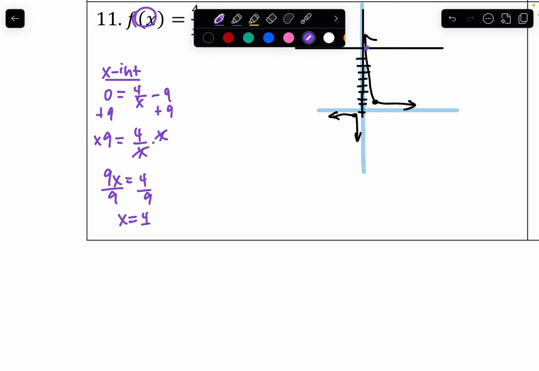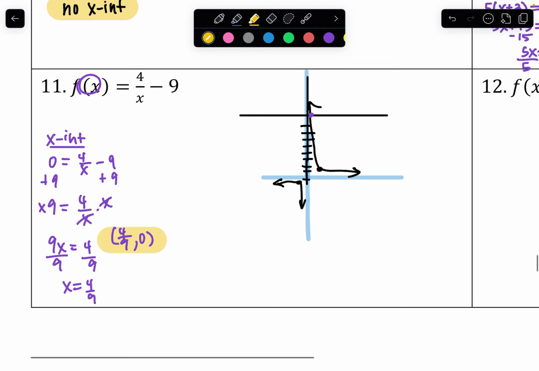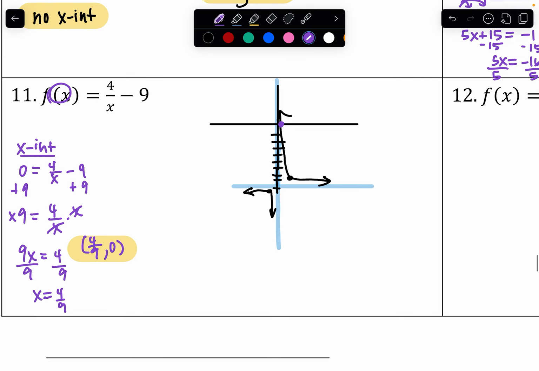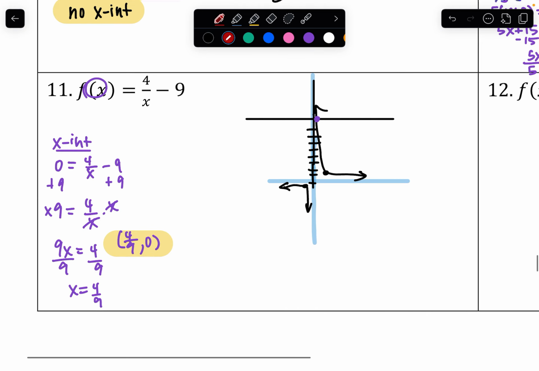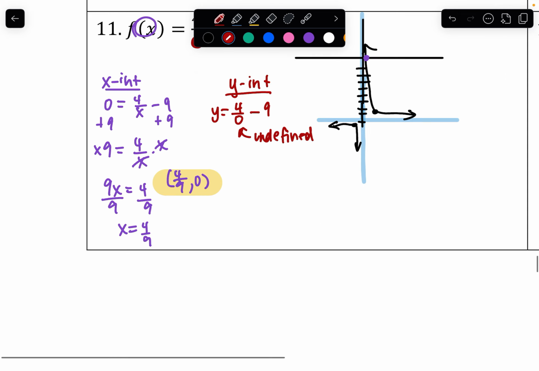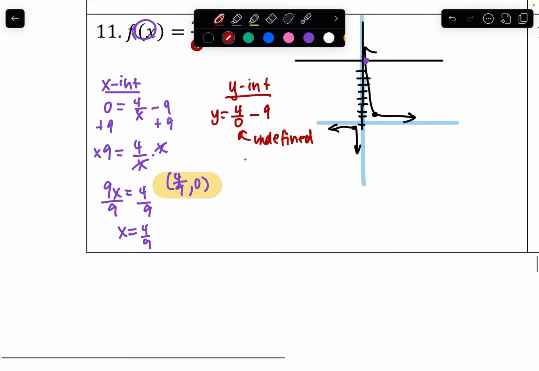and then divide by 9. So x is 1/9... x is 4/9, and so as an ordered pair, 4/9, comma, 0. And that is what we expected. Something small, but something positive. Okay, and then for the y-intercept, we're expecting not to have one. And when I plug in 0 for x, I get a fraction with 0 on the bottom. And so once again, that's undefined. If you type that in your calculator, you'll get error. Desmos will actually say the word undefined. And so there is no y-intercept, just like we expected.